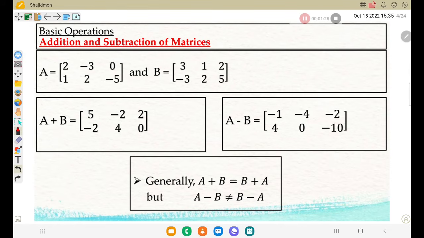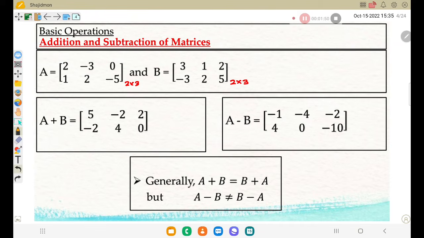For example, A equals the matrix 2, -3, 0, 1, 2, -5, and B equals the matrix 3, 1, 2, -3, 2, 5. You can see both matrices have 2 rows and 3 columns, so it is a 2 by 3 matrix. Here also a 2 by 3 matrix, correct?